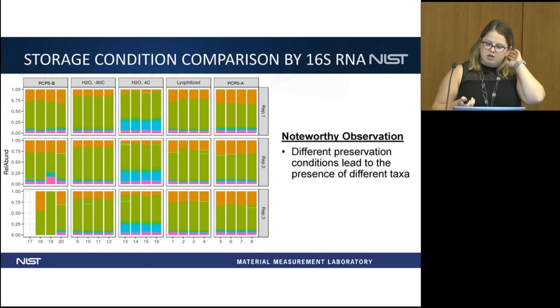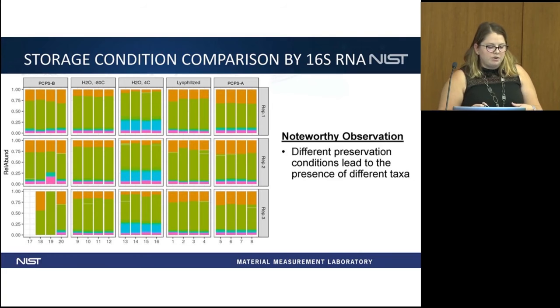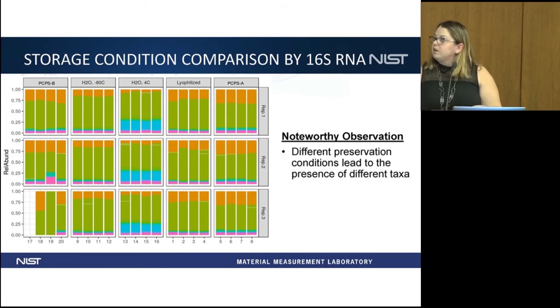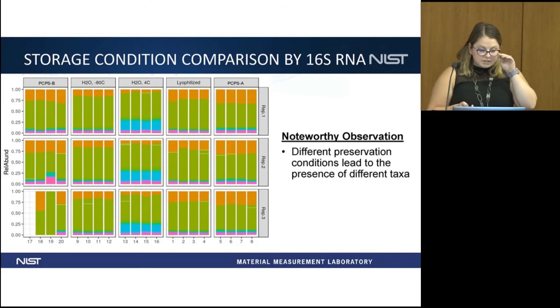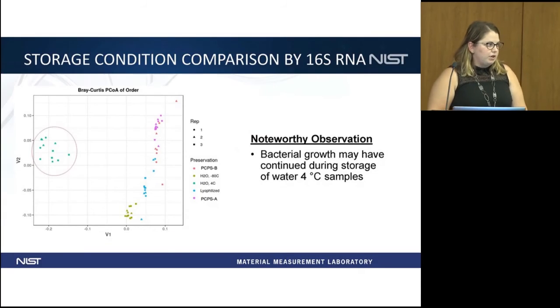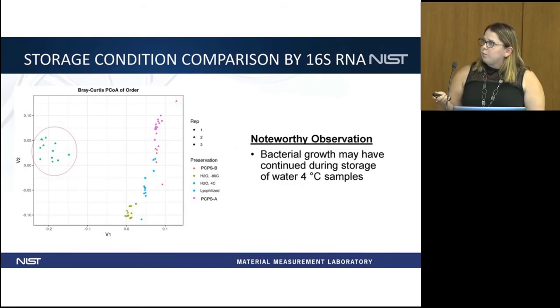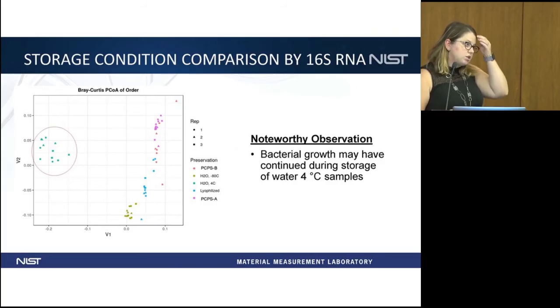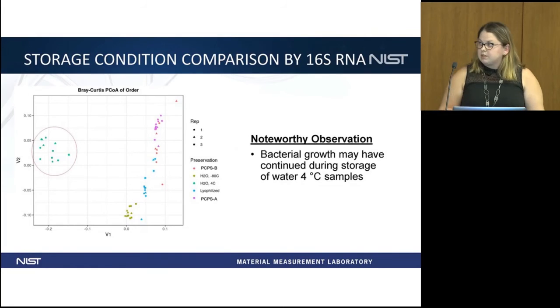One of the things that was notably observed was that the samples stored in water at 4 degrees were very much different from the other storage conditions. The third technical replicate in one of the proprietary buffers was very different also, but we believe that is an instrumental problem as opposed to a difference within the samples themselves. Once again, this concludes that we really do need to pick a preservation technique wisely. What we think is occurring is that the samples stored in water at 4 degrees have continual bacterial growth during storage, therefore changing the taxonomic profiles that we see.